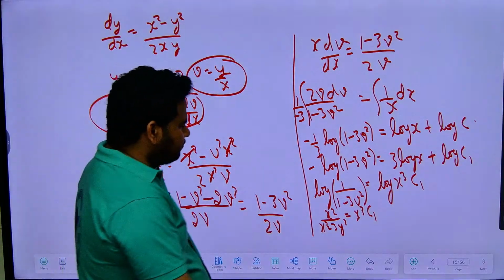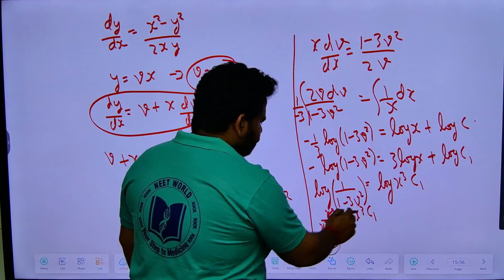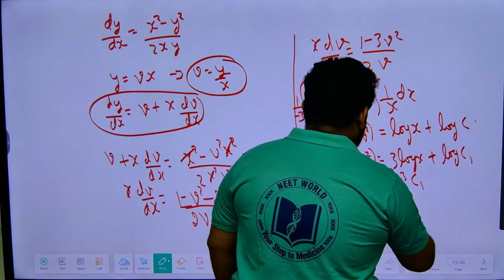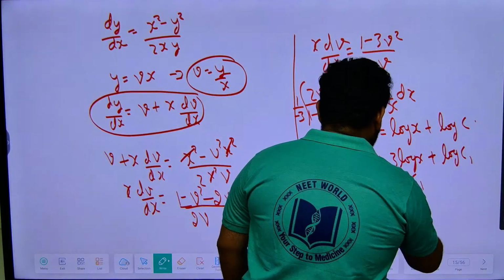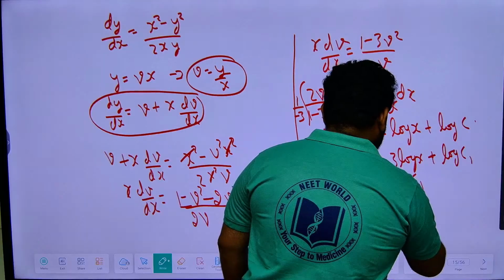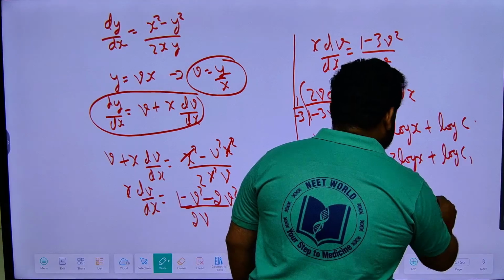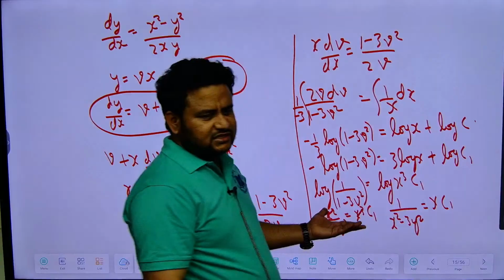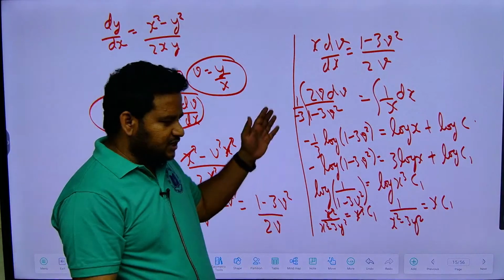Now what can I do? Cube I can cancel. I will have 1 by x square minus 3y square is equal to x into c1. You can leave it like this. Understood? It is not about the answer.